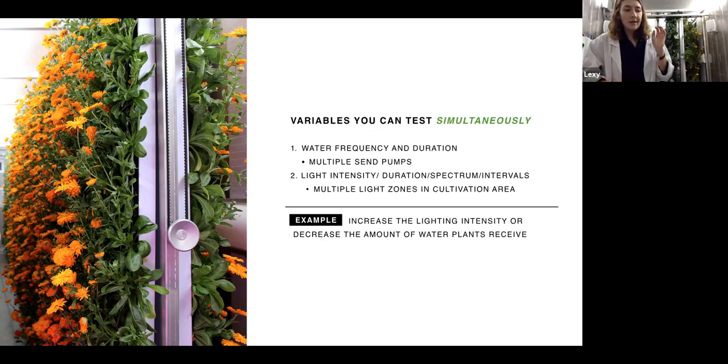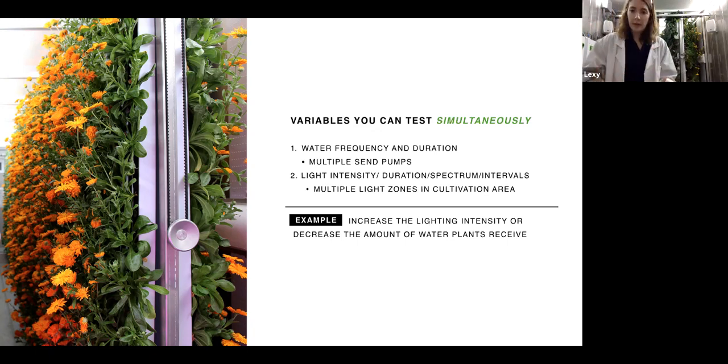Firstly, there's going to be the variables that you test simultaneously. And so that basically means you can run sort of your control and your experiment at the same time within the farm. So an example of that would be anything having to do with water.